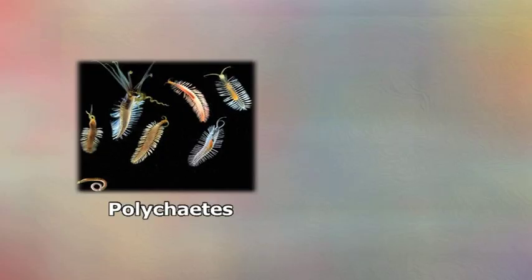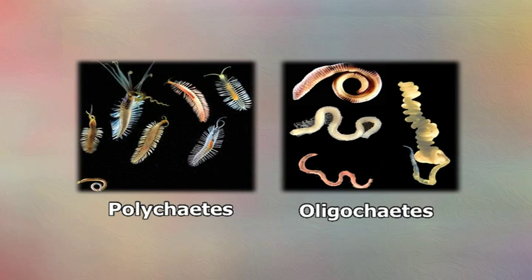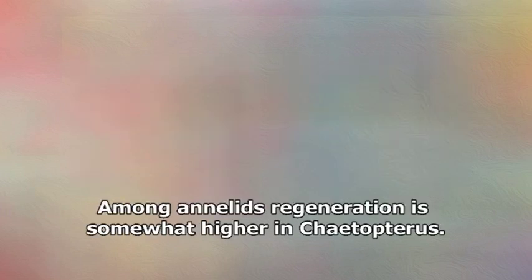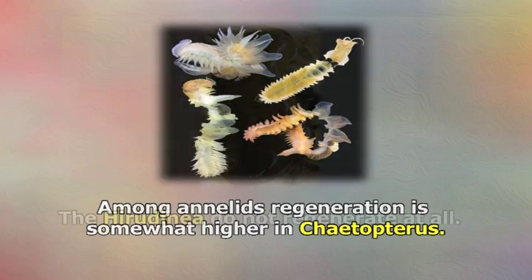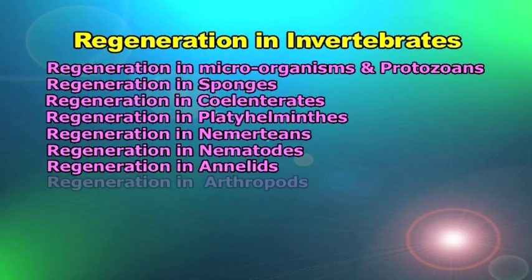Thus, polychaetes and oligochaetes regenerate anterior and posterior ends after amputation. Among annelids, regeneration is somewhat higher in Chaetopterus. The Hirudinea do not regenerate at all.